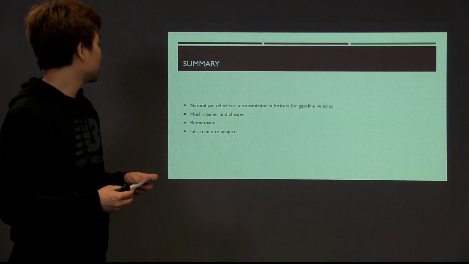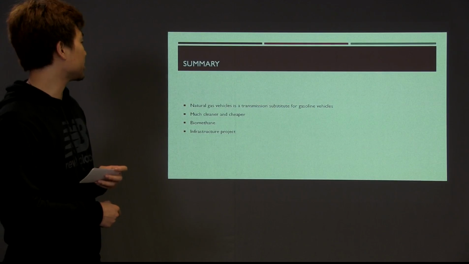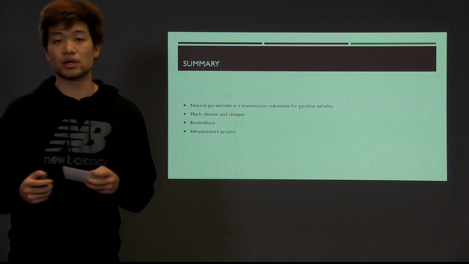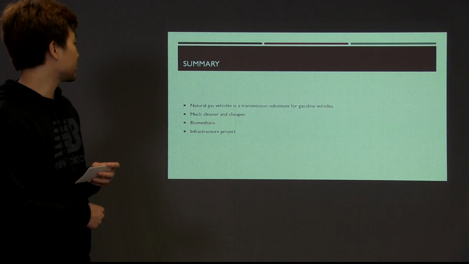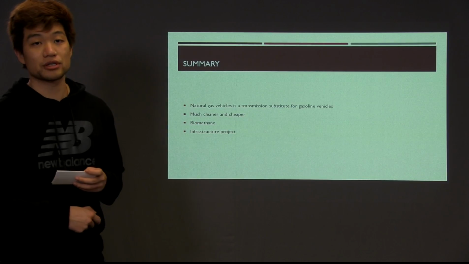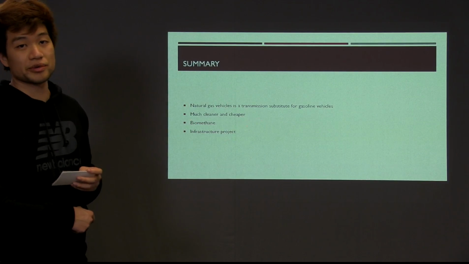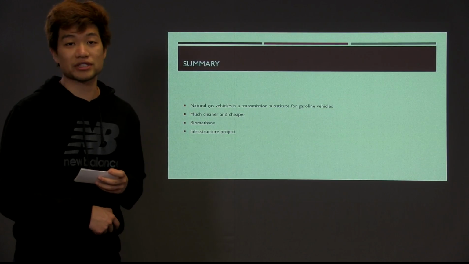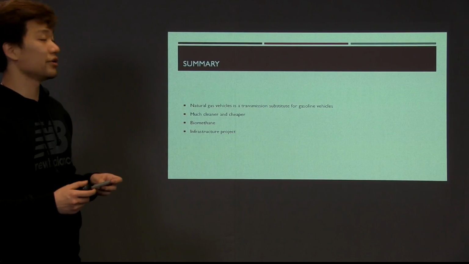To sum up, here comes my summary. Natural gas is a transitional substitute for gasoline vehicles on the way from gasoline to electrical cars. Another point is that natural gas is much cleaner and cheaper compared to gasoline, and the renewable natural gas is biomethane. The infrastructure project is also a good idea for using natural gas.